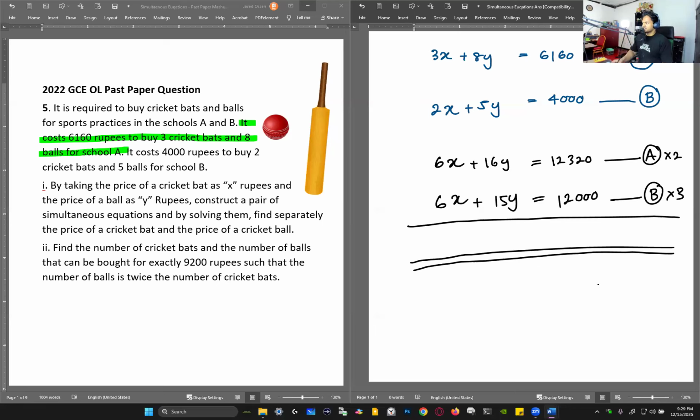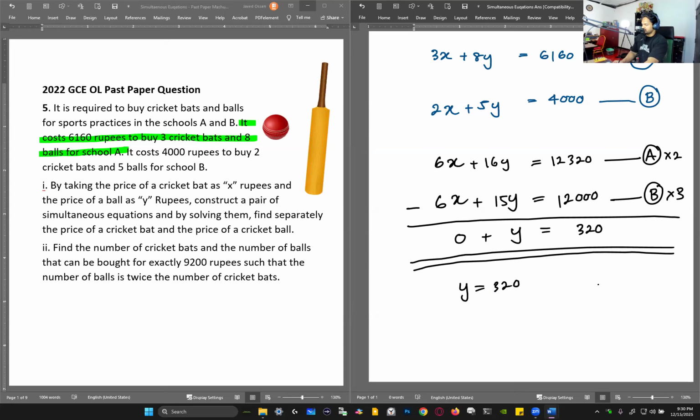So coming back to the point, Miss Fatima, am I going to add these equations or minus these equations? I'm going to minus, exactly, well done. 12,320 minus 12,000 is 320, you're right. 16y minus 15y is 1y. 6x minus 6x, how many x's? 0, right? Absolutely. So y equals 320. Y equals 320 is the answer.